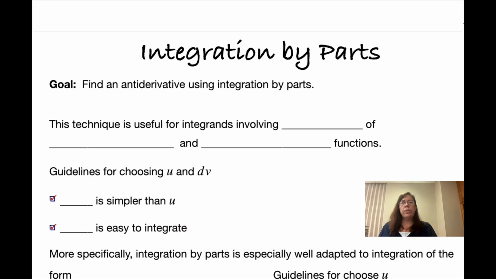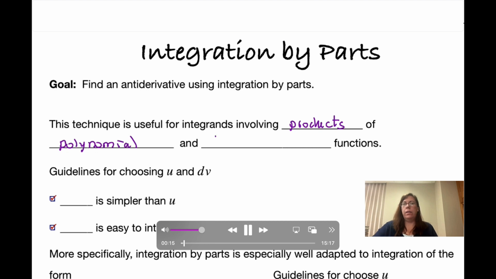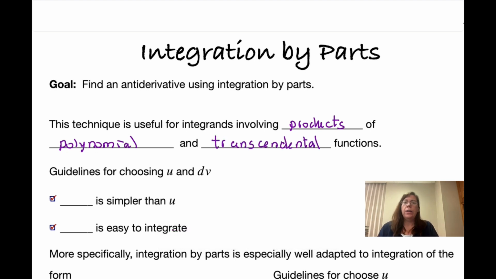Okay, today we're going to learn about integration by parts. You use this whenever you have an integrand that has a product of polynomials and transcendental functions. Remember, transcendental functions are trig functions, exponentials, logarithms, things like that.